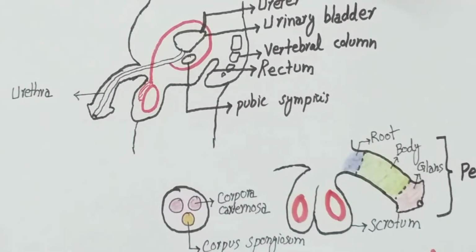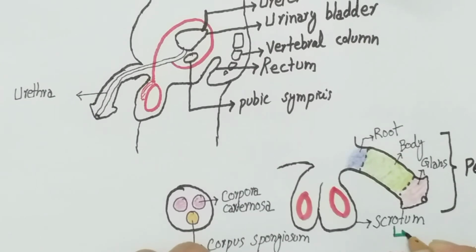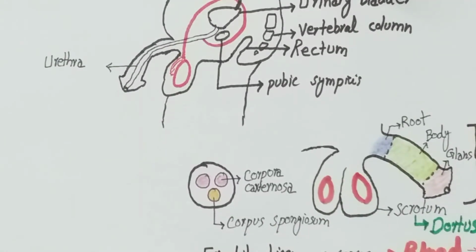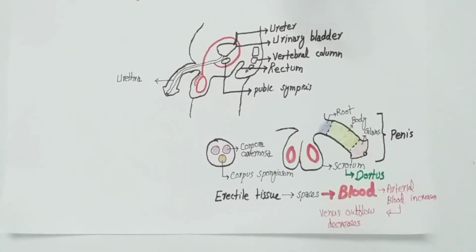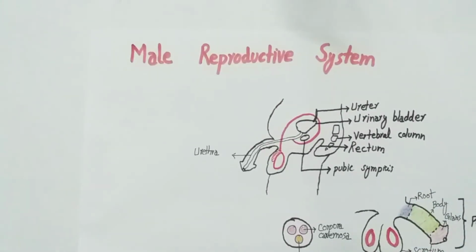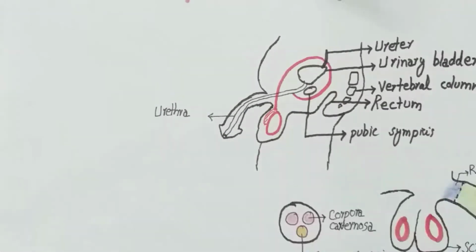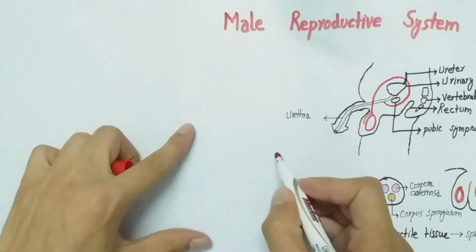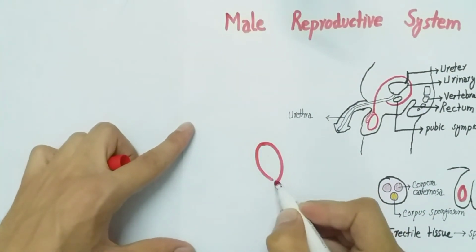Now let's talk about the next component of the external genitalia, that is the scrotum. So the scrotum is actually a pouch, and that is protecting the testes. The scrotum consists of a very special muscle that is called dartos. The dartos is a type of smooth muscle, and the wrinkles in the scrotum are basically formed by the contraction of this dartos. So this was all regarding the external genitalia.